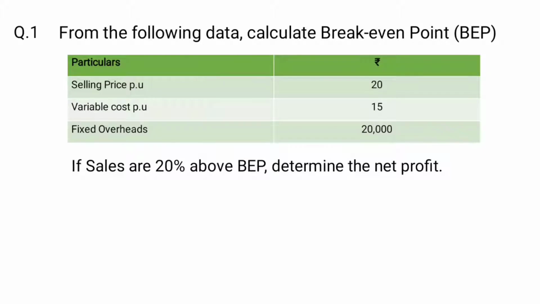So let us start with question number 1. From the following data, calculate break-even point, that is BEP. In the given table, the selling price per unit is given as rupees 20, variable cost per unit is given as rupees 15, and fixed overheads is given as rupees 20,000. If sales are 20% above BEP, determine the net profit.